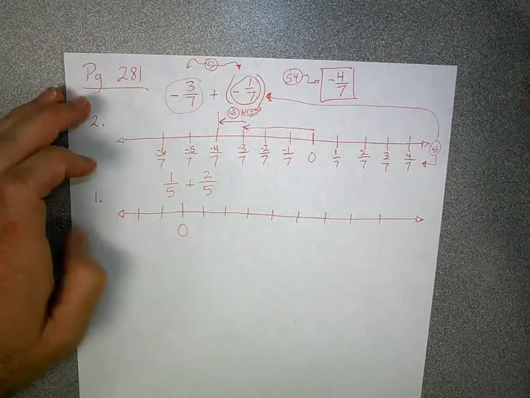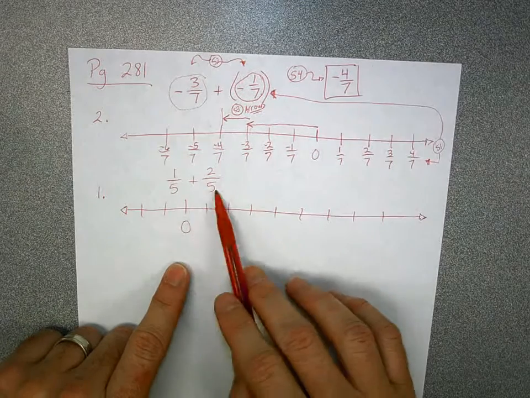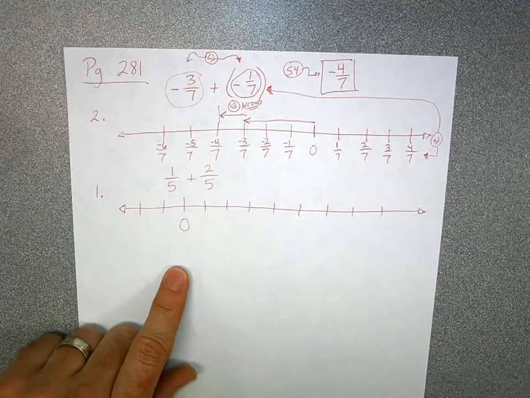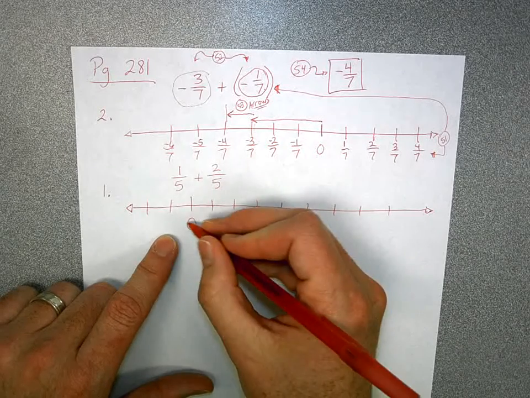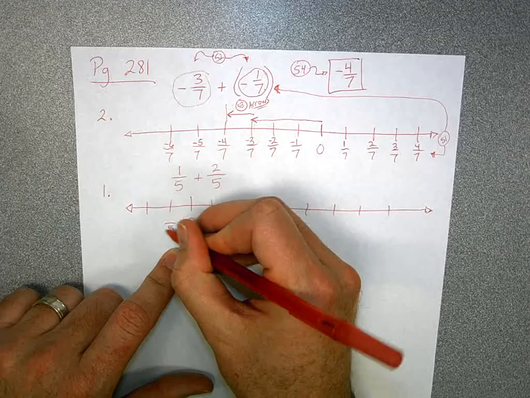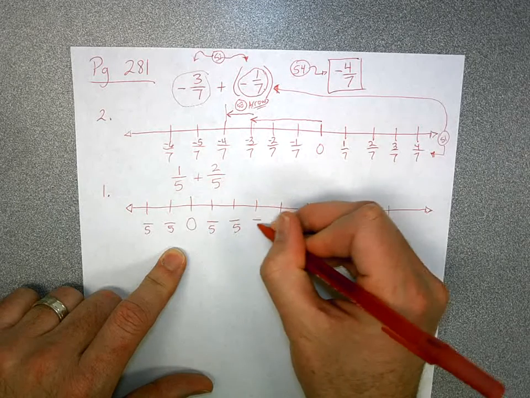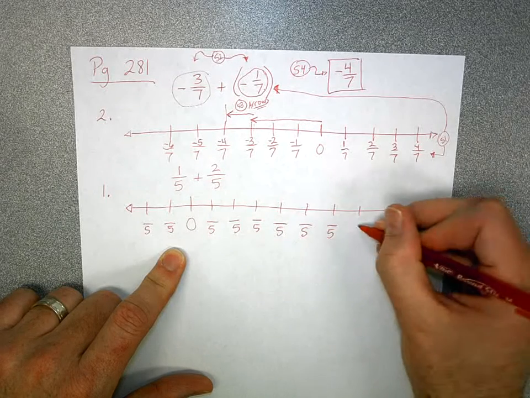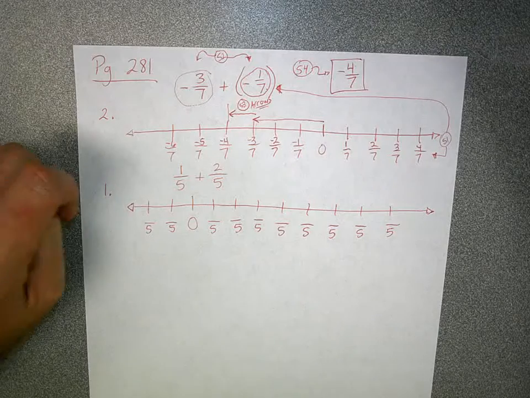Okay, so here we go. Let's go ahead and check. The first thing you should have done is realize because they're like denominators, we're going to just number our whole number line with the denominator of 5. Since there's only 2, I'm going to go left first and put the denominator of 5 on there, and then we'll put a denominator of 5 all the way to the right. Okay, so that should have been the first thing that you did.